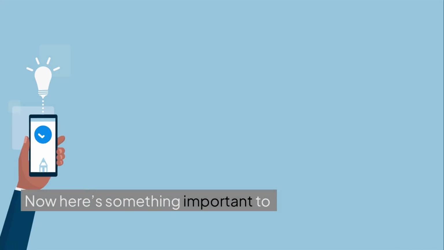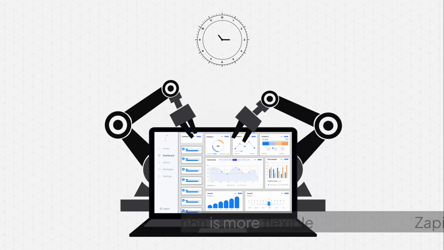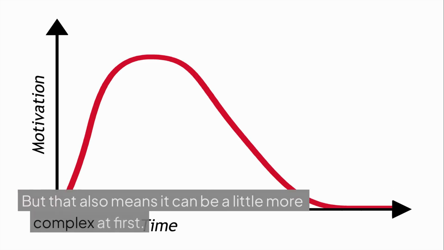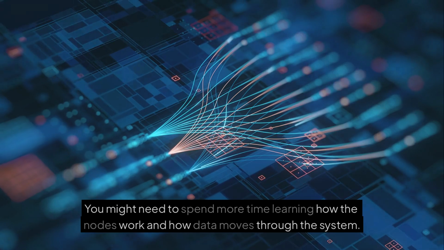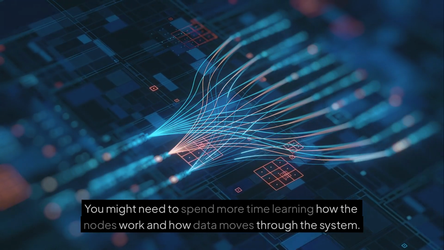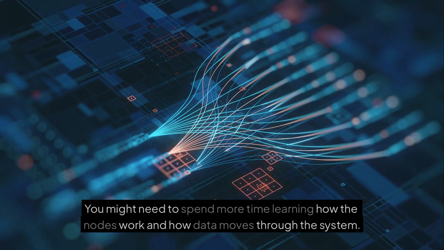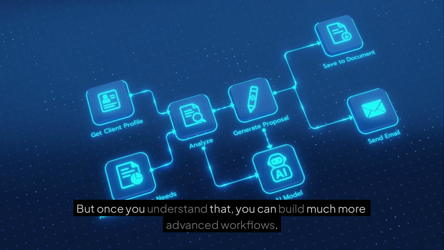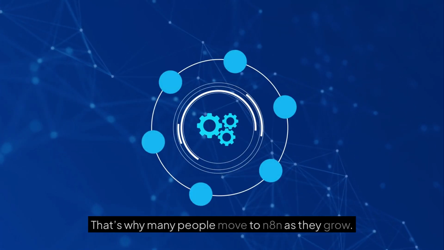Now, here's something important to understand. n8n is more flexible than tools like Zapier, but that also means it can be a little more complex at first. You might need to spend more time learning how the nodes work and how data moves through the system. But once you understand that, you can build much more advanced workflows. That's why many people move to n8n as they grow.